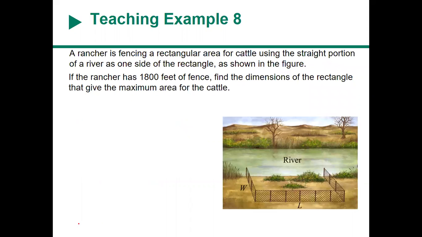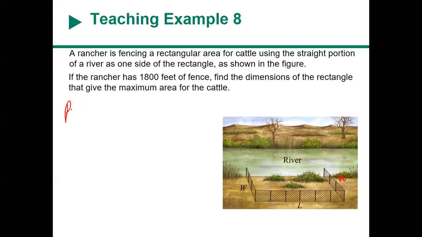Next, word problems. A rancher is fencing a rectangular area for cattle using the straight portion of a river as one side of the rectangle as shown in the figure. If the rancher has 1,800 feet of fence, find the dimensions of the rectangle that give the maximum area for the cattle. All right, so he has 2 sides of width, right? And 1 side of length, because the river is not going to be fenced in. Cows shouldn't go in the river, so why put a fence there, right?